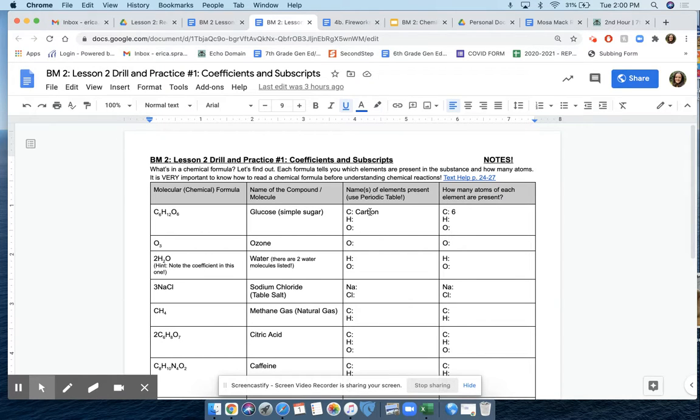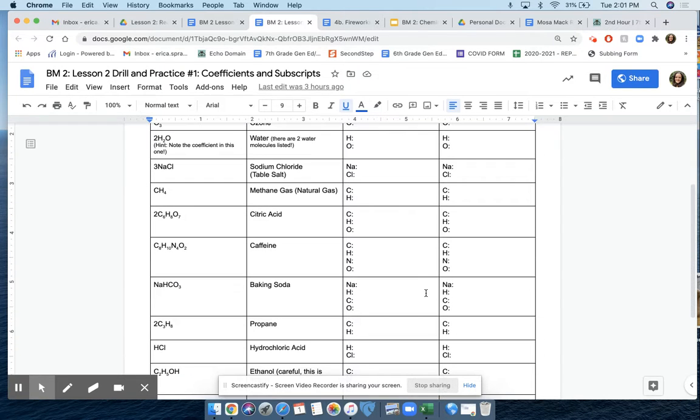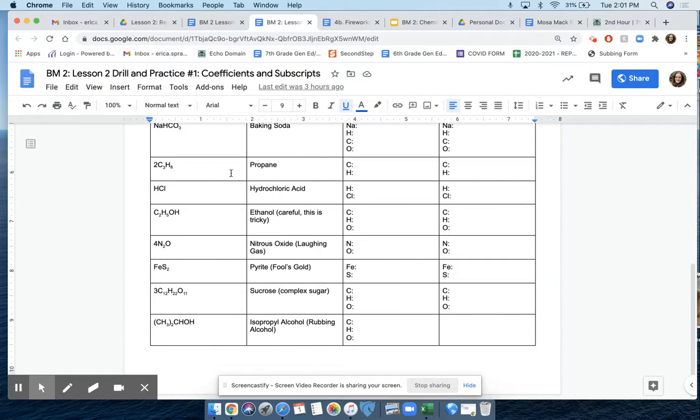So C stands for carbon, and if you need the periodic table, you can use it. There are lots and lots of repeats. Then, how many atoms of each element are present? This one's easy. There are 6 carbons in a molecule of glucose. This is notes, but it's really, really important, because you need to be able to look at any chemical formula and know which atoms and elements, and how many of each.